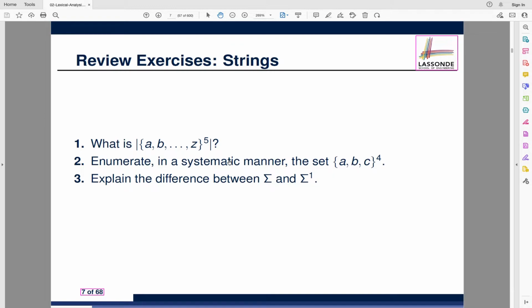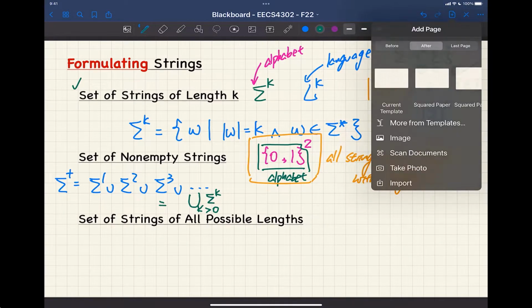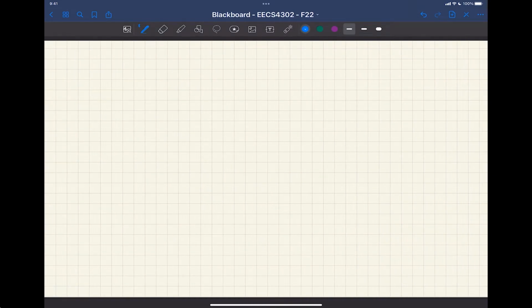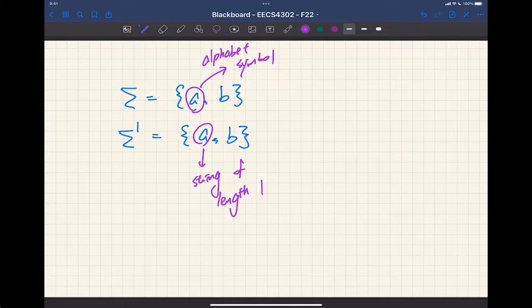Let me elaborate on your explanation, which is perfect, with just one more example quickly, okay? This one potentially could be a little bit confusing. Let's say sigma is equal to, for example, AB, right? Only two symbols, okay? When we get sigma to the power of one, funny enough, it's also going to be AB, right? They're different, conceptually. A here is an alphabet symbol. A here is a string of length one, right? It's very worth clarifying this, okay?